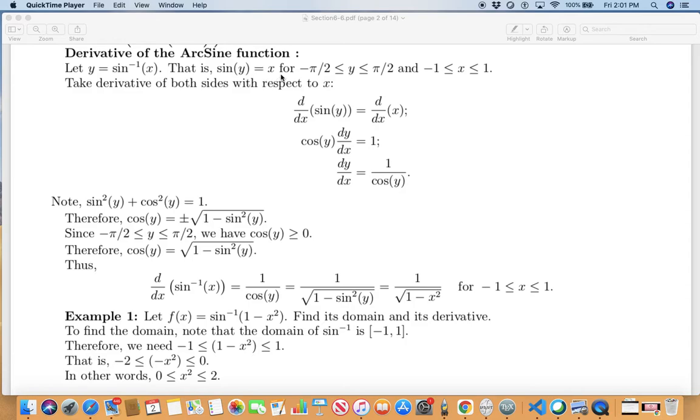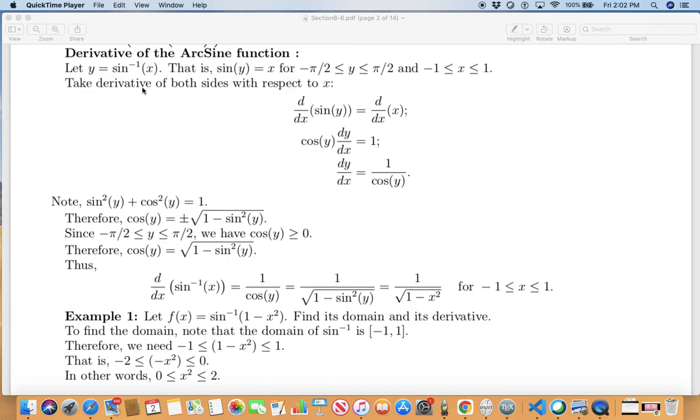Now look at this, sine y equals x. Take the derivative of both sides with respect to x. The derivative with respect to x of sine y is the derivative with respect to x of x. So the right hand side is simply 1. The left hand side calls for the chain rule. The derivative of sine is cosine, but the argument here is y, so you need to multiply by dy/dx.